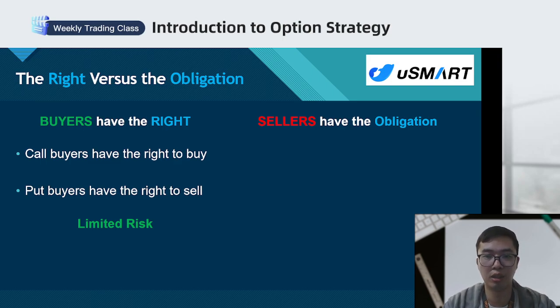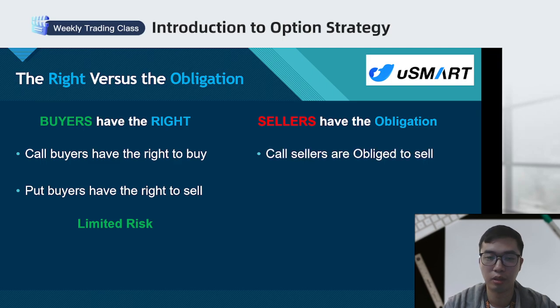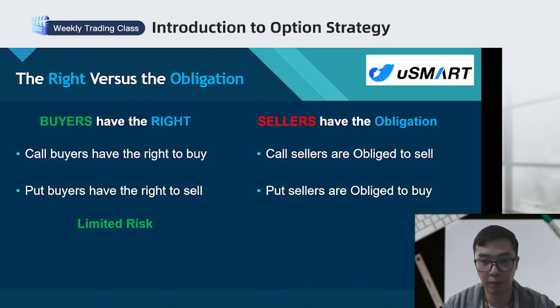Next, I will talk about how sellers have obligations in options. We have call buyers and put buyers, and buyers must buy from sellers. Sellers receive the premium from the buyers, and call sellers are obliged to sell. If the call buyers want to buy, the call sellers must sell to them. The difference between obligation and right is that a right can choose to buy or not to buy, but for call sellers, they have to sell to the call buyer. Put buyers have the right to sell or not to sell, but put sellers are obliged to buy. They cannot say, oh, I don't want to buy. They must buy from the put buyers.